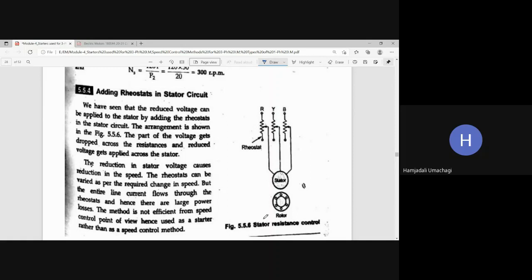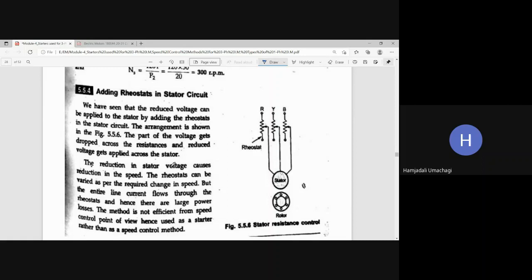This is the circuit diagram for stator resistance control, where resistance is added in the stator side of the three-phase induction motor. Part of the voltage gets dropped across the resistances and reduced voltage gets applied across the stator. Since resistances are connected at the supply side of the stator, voltage gets reduced at the rheostat and less voltage is available for the stator. The reduction in the stator voltage causes reduction in the speed.